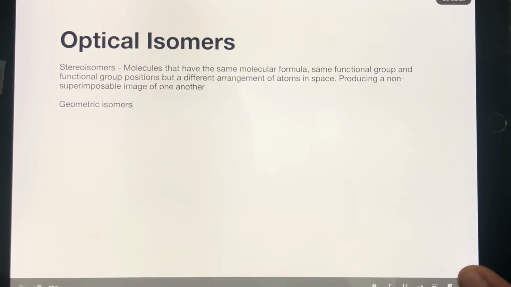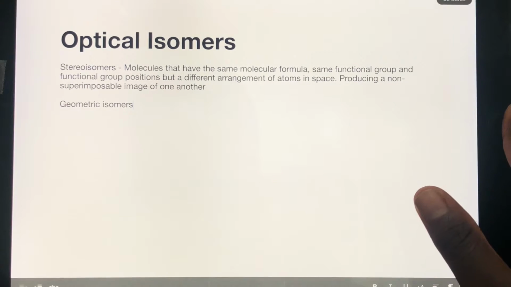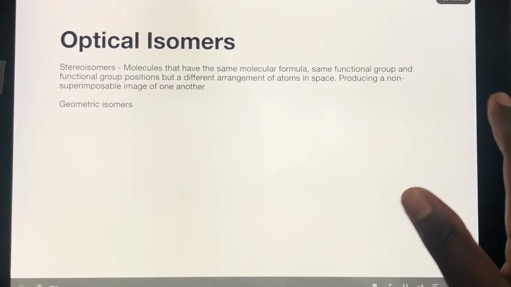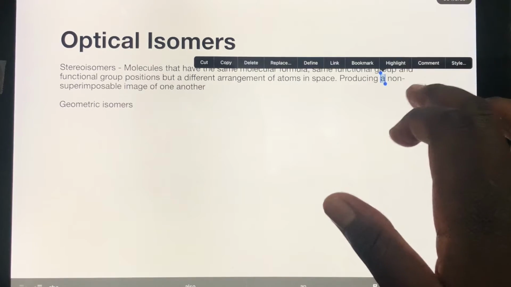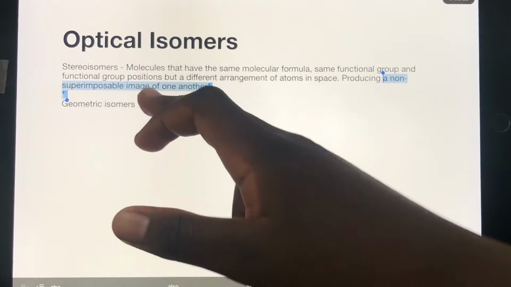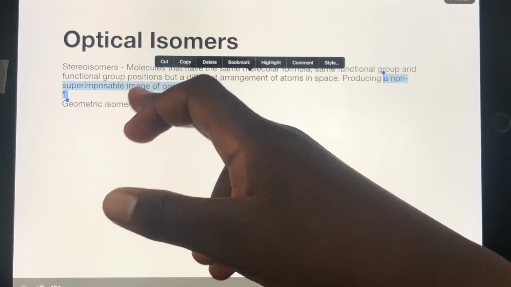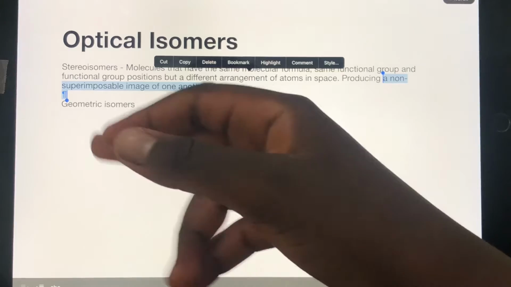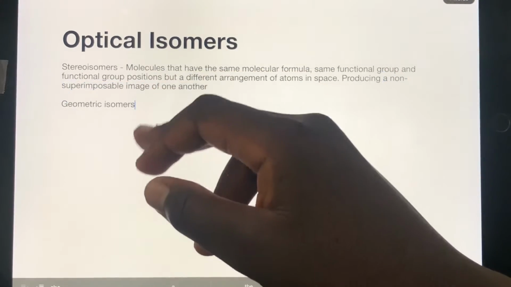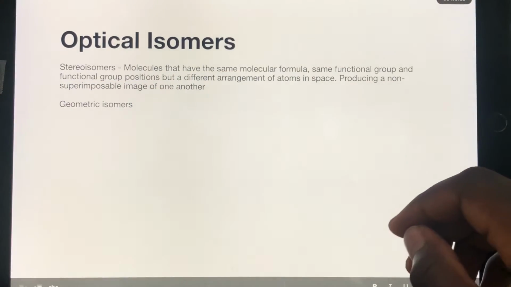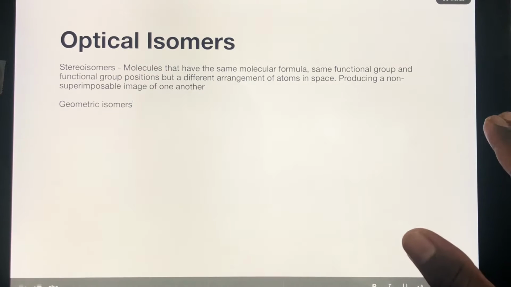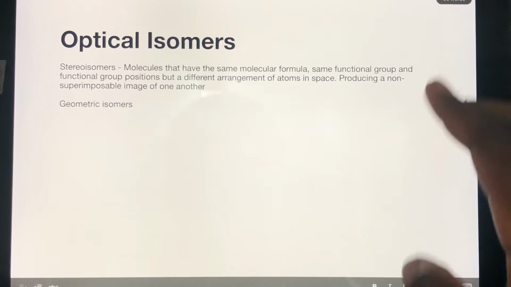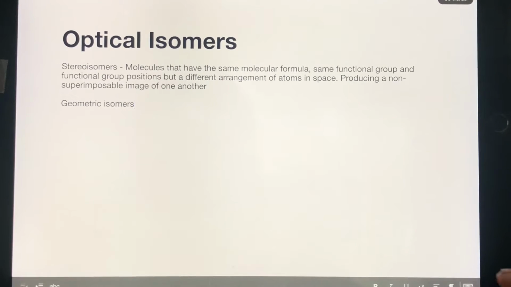So whenever you answer a question, like if you ever get asked what's a stereoisomer, it's very important that you use this word, non-superimposable image. I'm going to explain what that means later on and why that's so important to the definition of this. So there's two types of stereoisomers. You've got your geometric isomers and you've got your optical isomers.